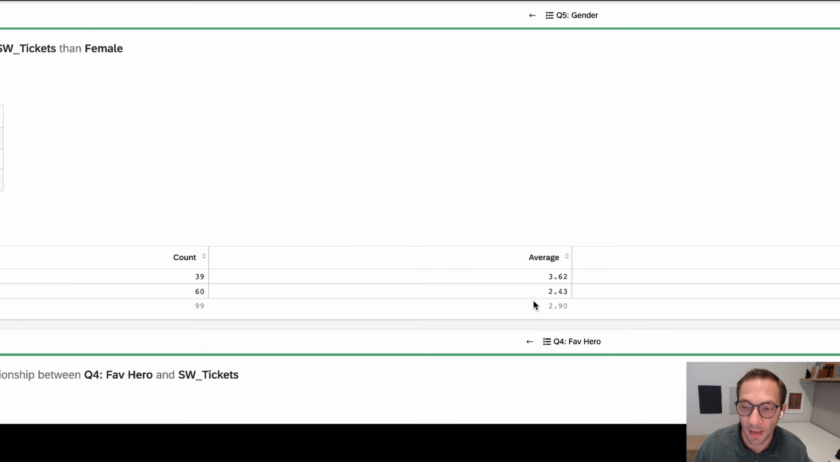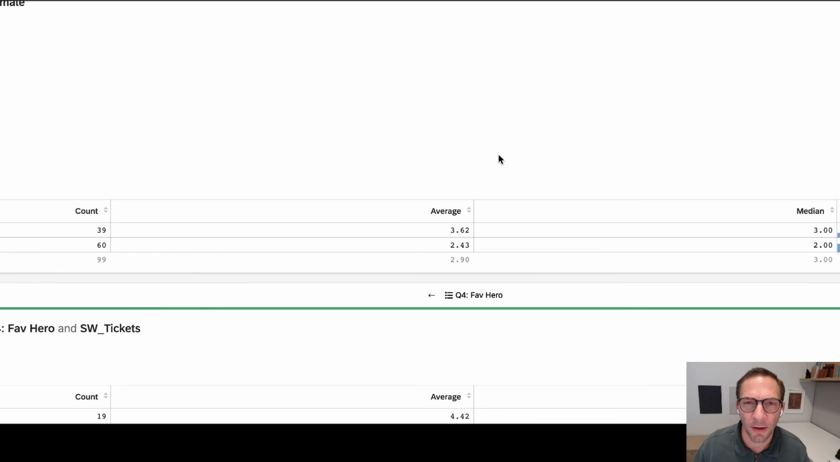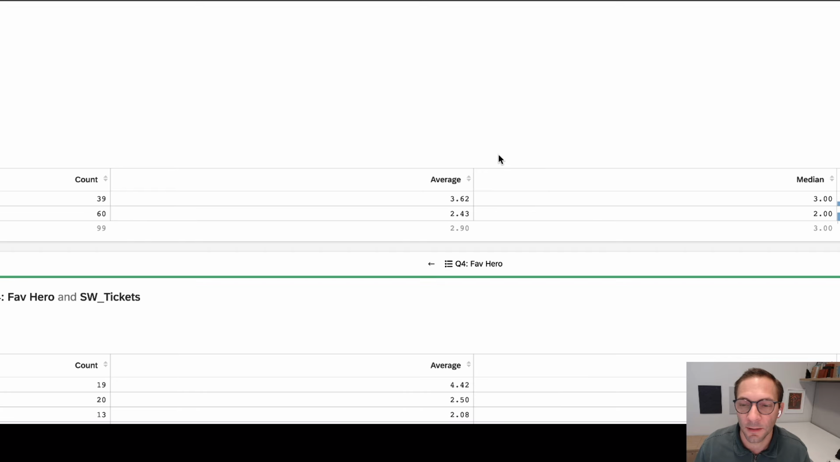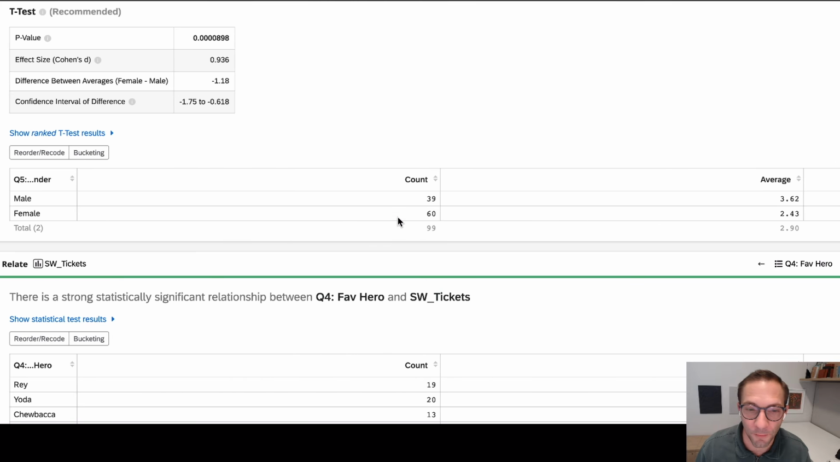And if we look over here at the averages, which, by the way, I saw somebody comment that sometimes I'm saying mean, sometimes I'm saying average, and they were confused by that. Means and averages are the same thing. Those words are synonyms. Sometimes programs use the word average, sometimes the word mean. They mean the same thing. But if I look here, the average for male is 3.62, and the average for female is 2.43.